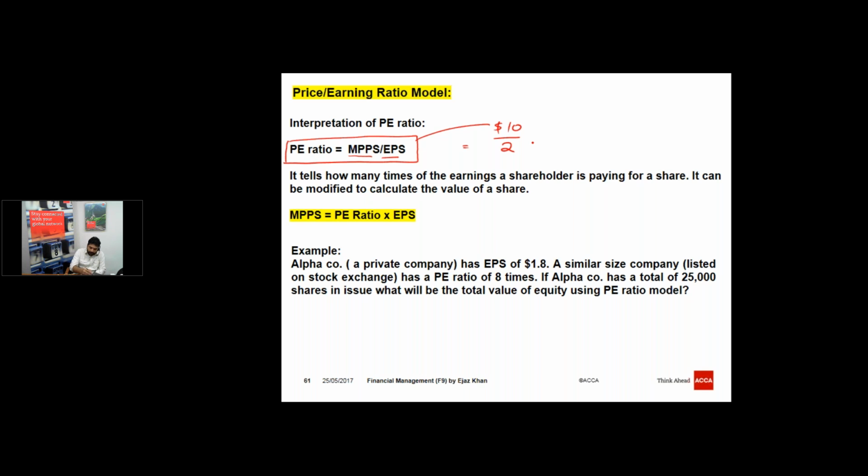Okay, just concentrate on the price earning ratio first. I will explain the realizable value. It's not that complicated. I will explain it. Okay, the price earning ratio.